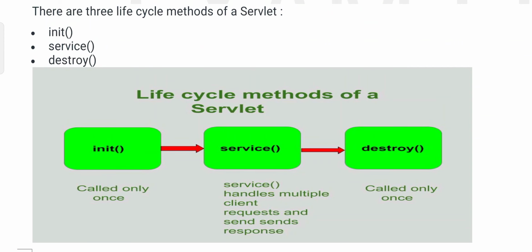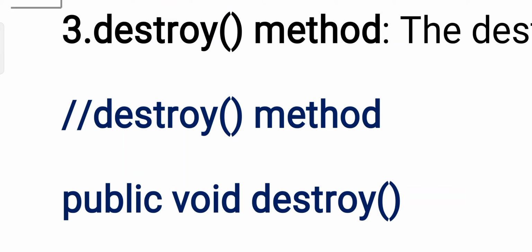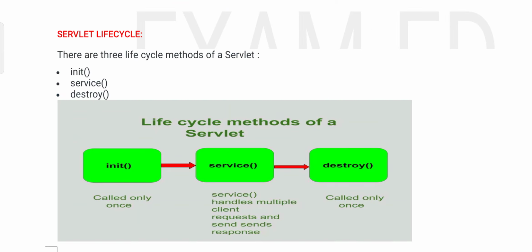And after the service method, the destroy method will be used, which runs only once during the lifetime of a servlet and signals the end of the servlet instance. And this is the simple code for the destroy method. As soon as the destroy method is activated, the servlet container releases the servlet instance.